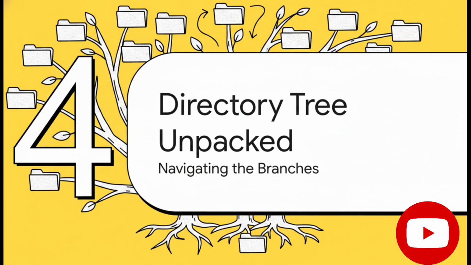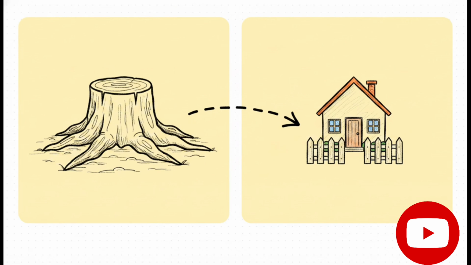Section 4, the directory tree unpacked. Navigating the branches. All right, think of the directory tree as a massive, heavily guarded estate. At the absolute base, you have the root directory, represented simply by a /. Nothing, and I mean absolutely nothing, exists outside of this foundation. But nestled safely inside is /home. This is your personal sanctuary. It's the fenced-in backyard where all your personal documents and user settings live, totally isolated from the core system files.